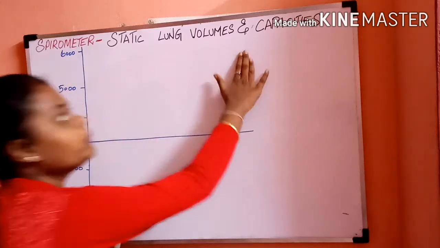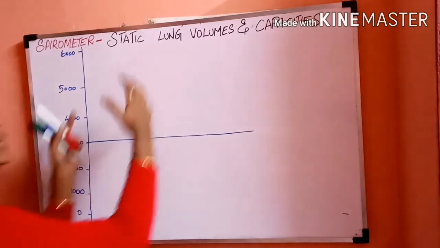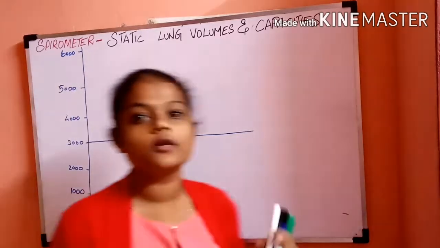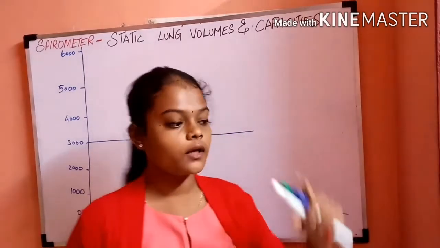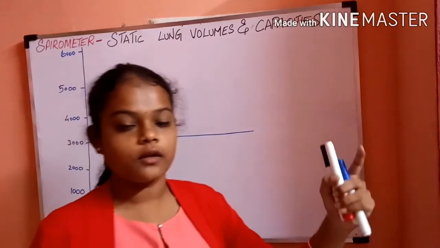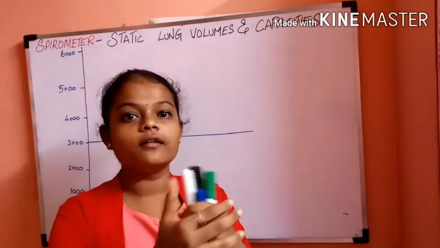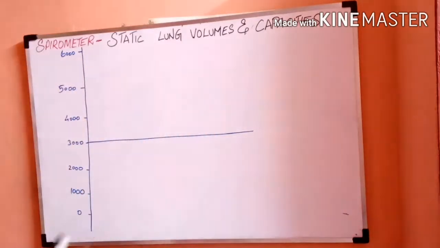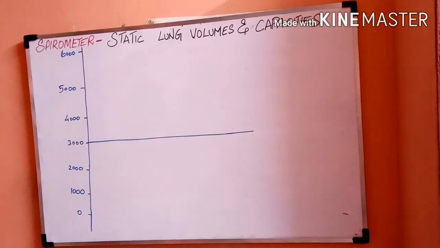First lung volume பத்தி பார்த்துட்டு அப்புறம் lung capacity பத்தி பார்க்கலாம். So can you differentiate what is volume and what is capacity? Volume na இவ்வளோ லிட்டர் இவ்வளோ மில்லி லிட்டர் அப்படி சொல்கிறது தான் வால்யூம். ஓகே, அந்த வால்யூம்ஸ் எல்லாம் சேர்த்தா there will be a capacity.